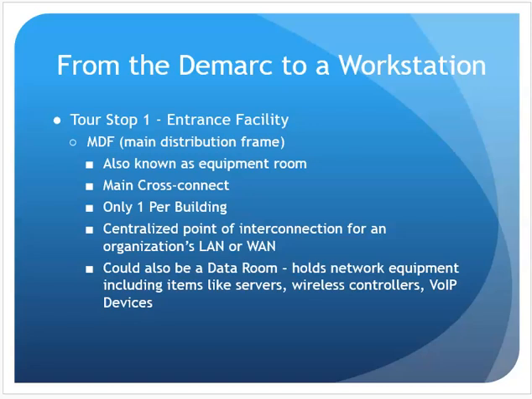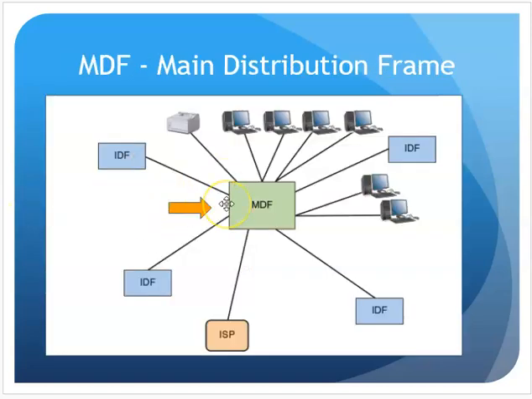Next thing we run into is the MDF, main distribution frame. This is literally the main data room or main equipment room in your network. And in many cases, it might be where the entrance facility is. It might be in the same room. It might be just next door, because the entrance facility might be a really small room, and you put the data closet next to it, this main distribution frame right next to it.